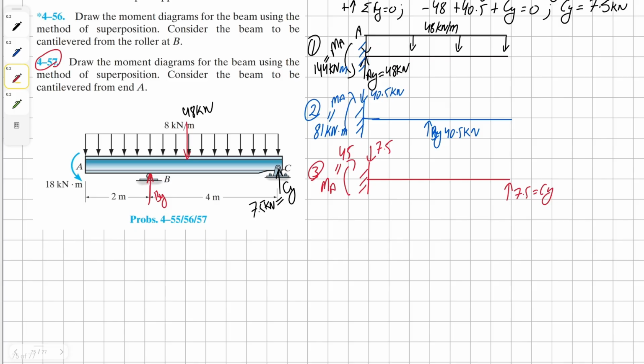And finally, we have our Cy force, which is 7.5. So at point A, we can have an opposite traction force of 7.5, which is going to be 7.5 as well. And then we can have our moment here as well. And because A is a wall this time, we're not going to have our 18 kilonewton meter moment in this case. It cancels out.